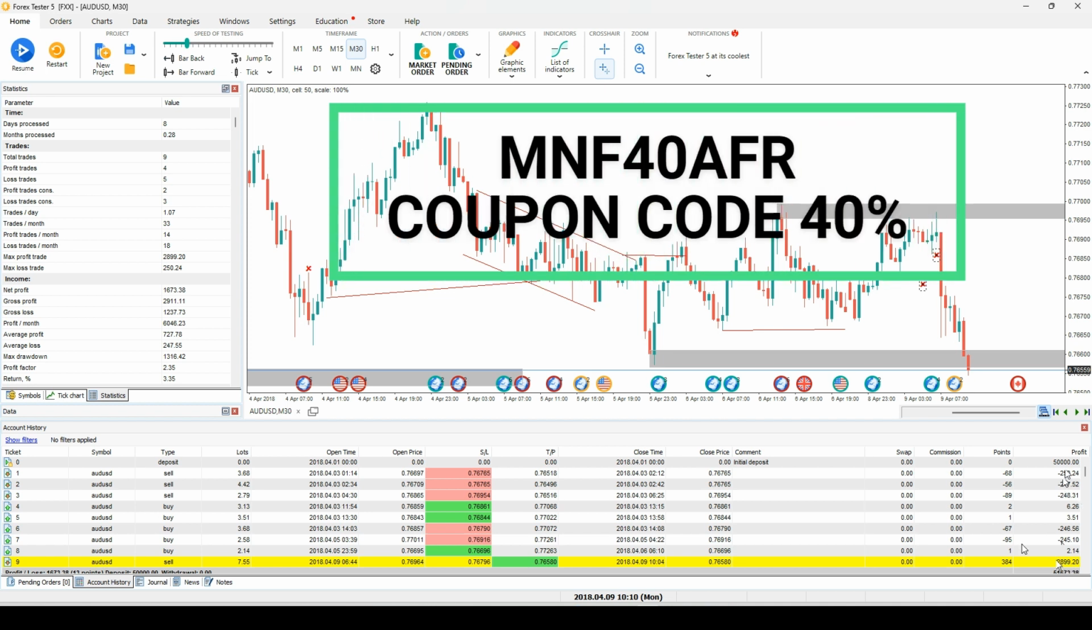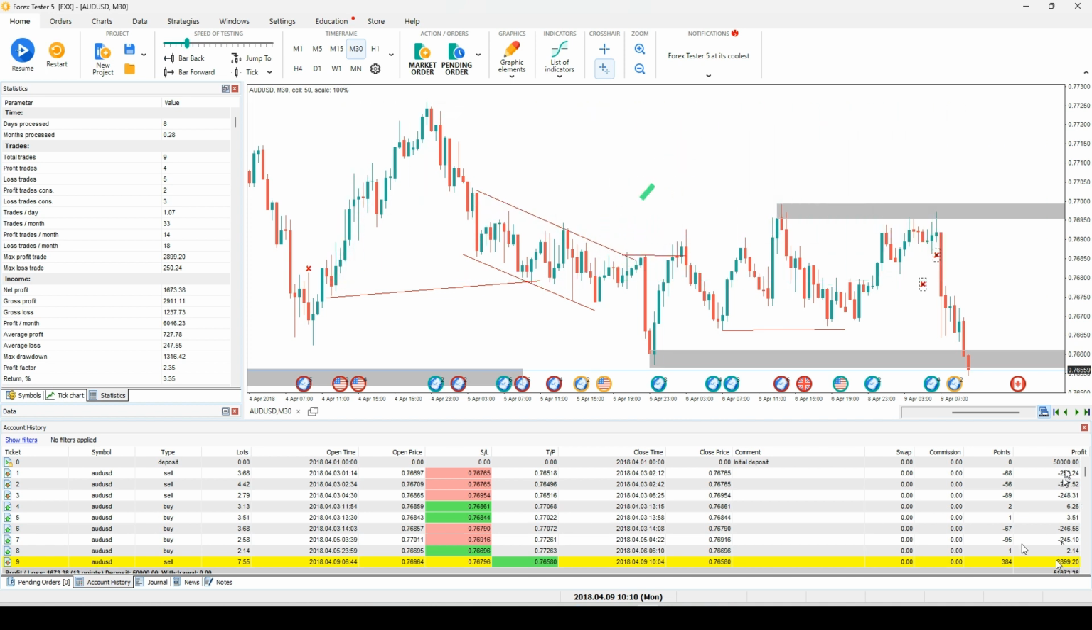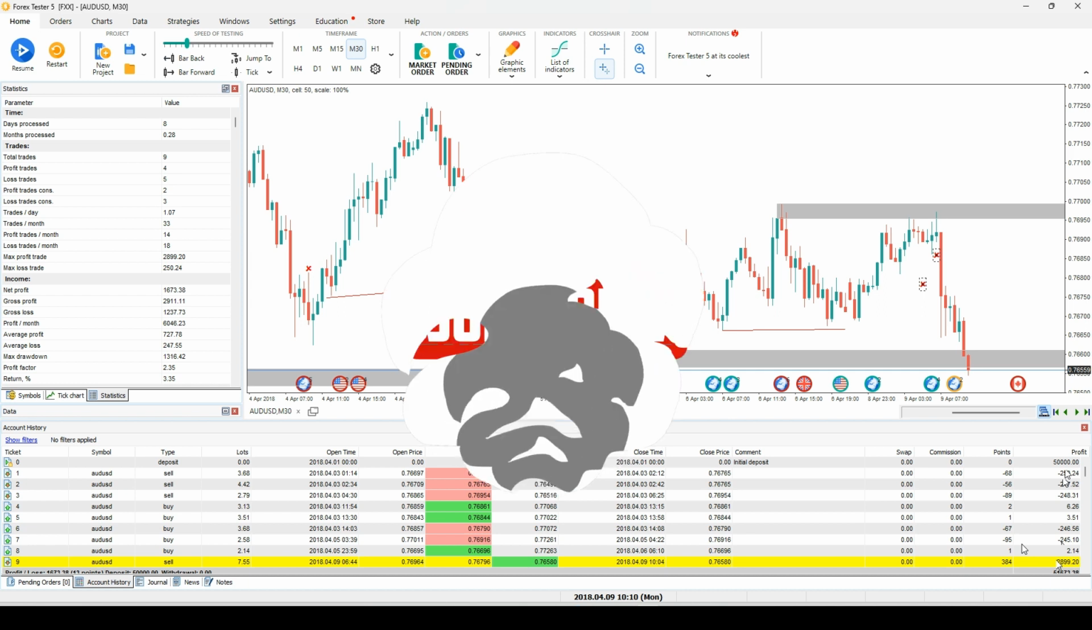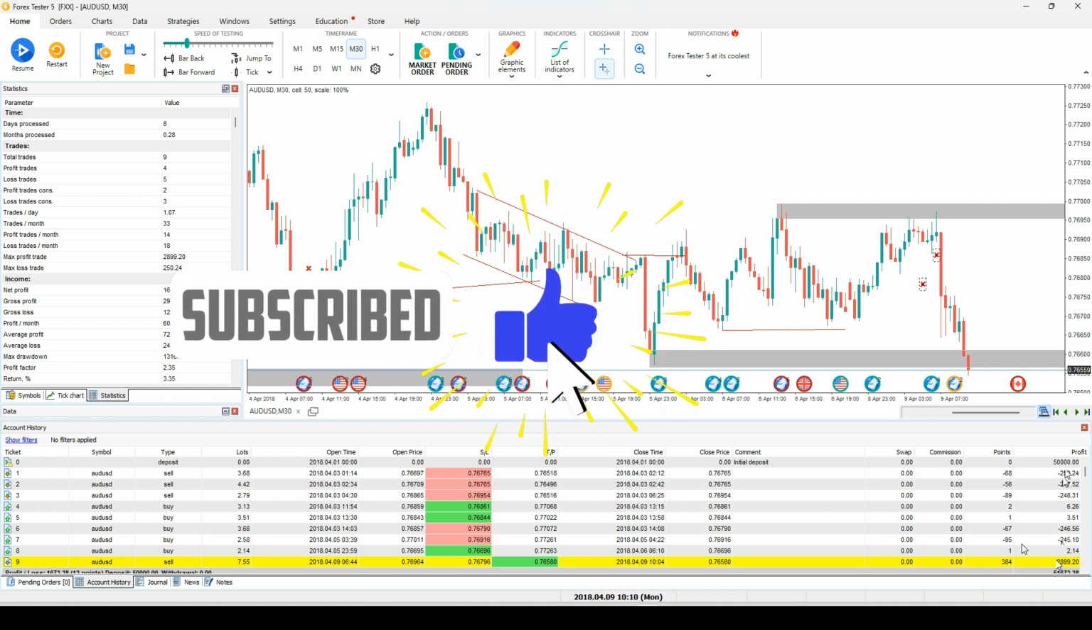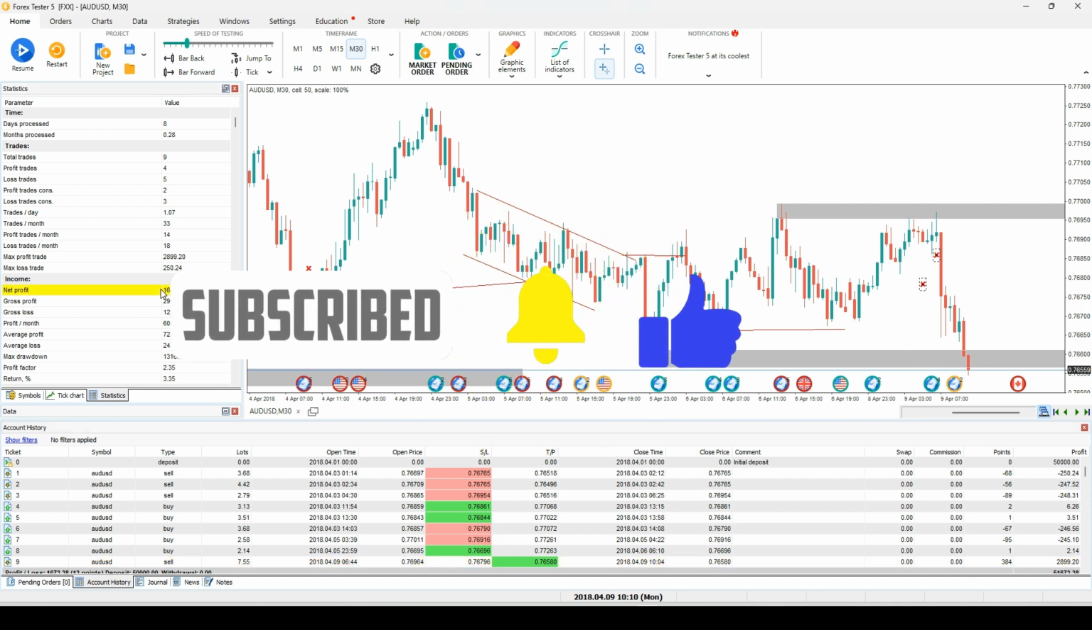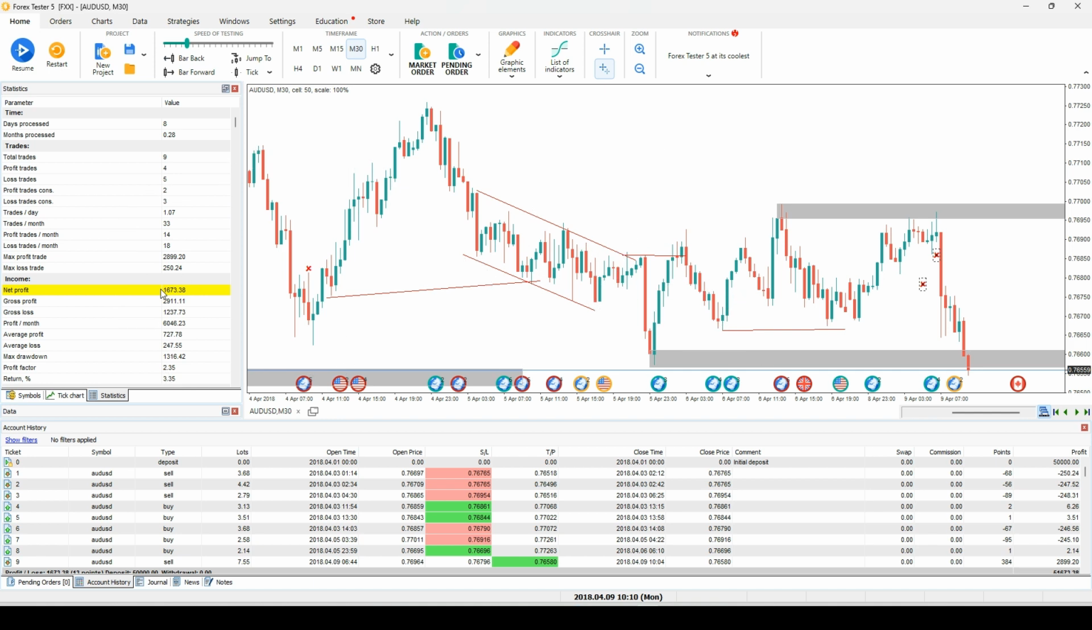Let me just calculate this, right? So if we say 2,900 right here, divide by our average risk. So this is a 1 to 11 risk to reward ratio trade. That was a 1 to 11 risk to reward ratio trade. And it cleared all the losses and still gave us about $1,600 in profit right here, even after taking five losses in a row and three break-even trades.